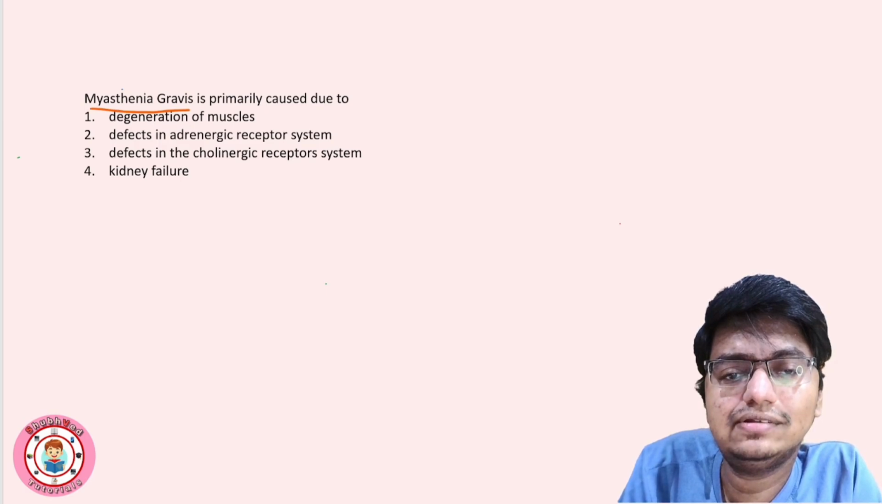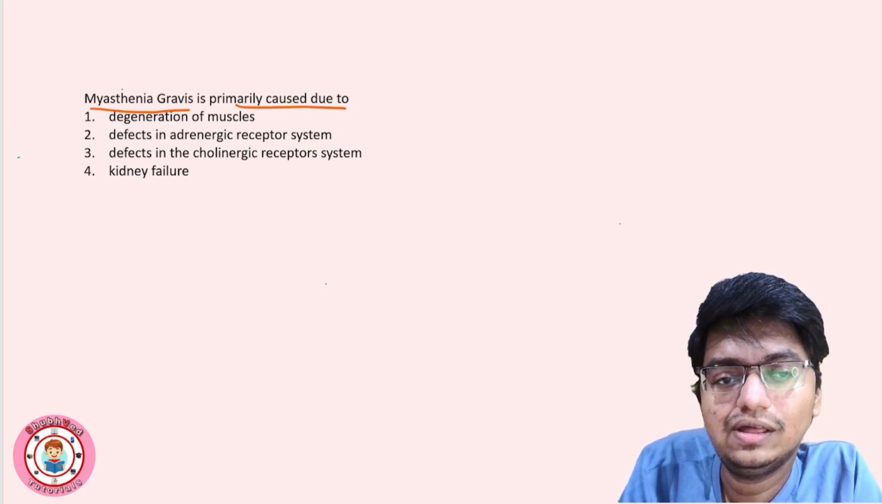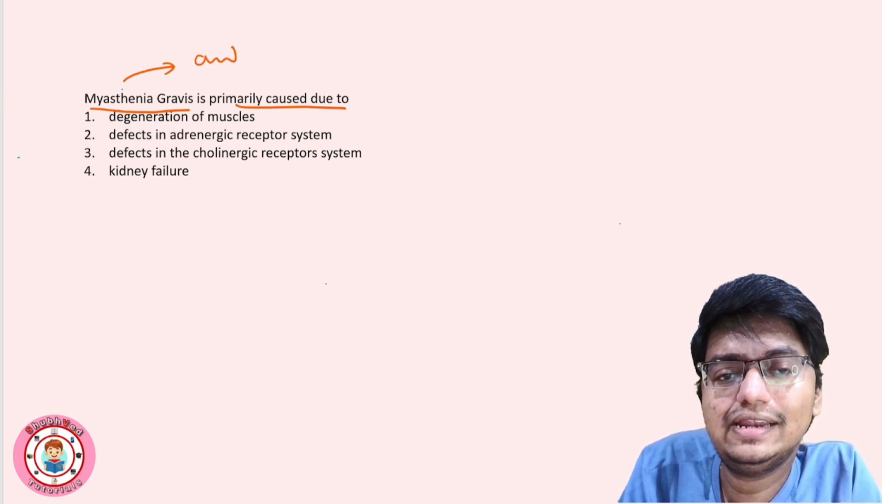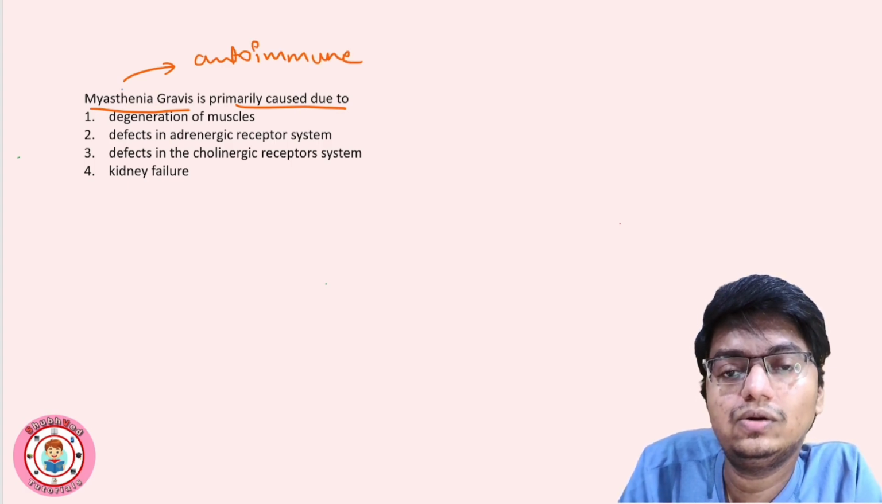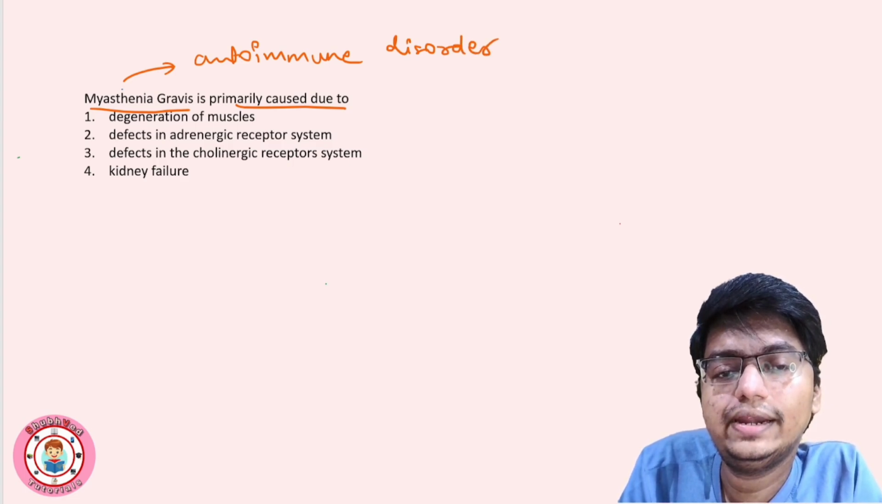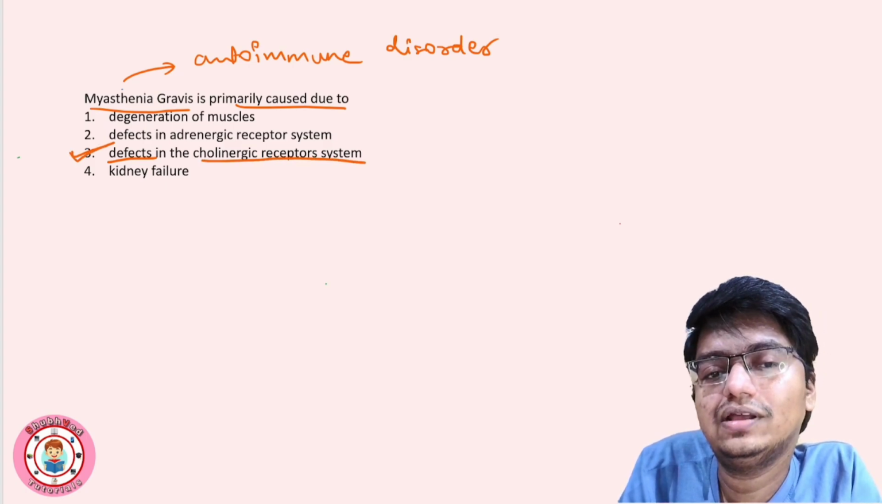Myasthenia gravis is primarily caused due to what? Basically, it is an autoimmune disorder, caused due to defects in the cholinergic receptor system. Option C. Okay.